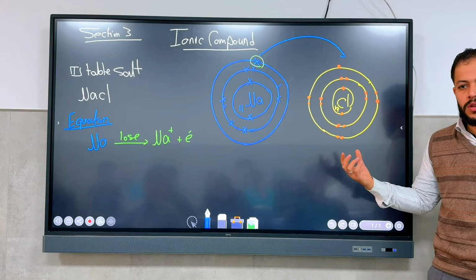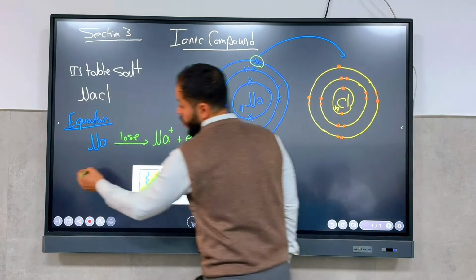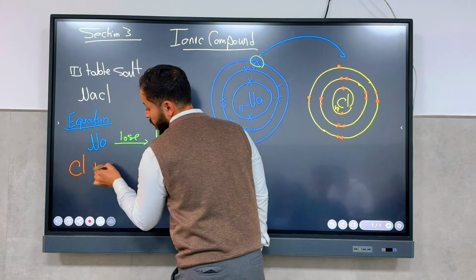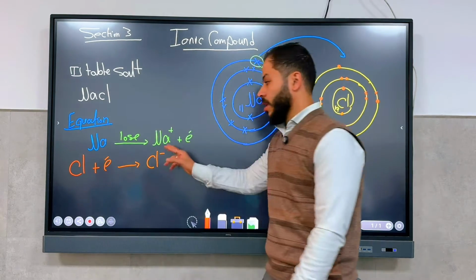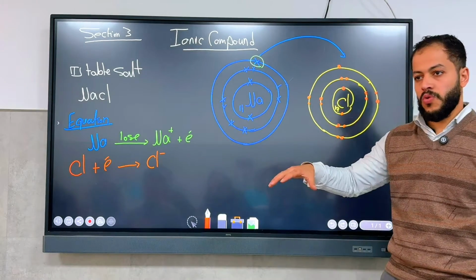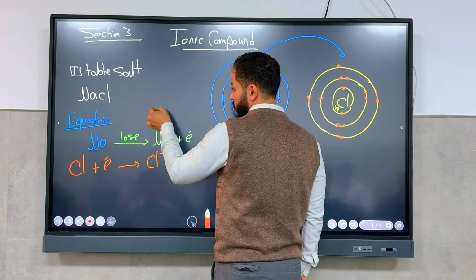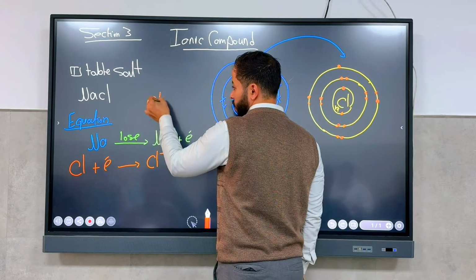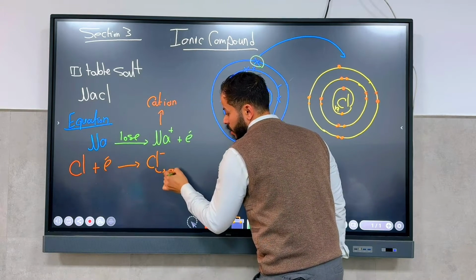And the non-metals actually want to gain electrons. So the Cl is represented as Cl plus an electron to convert it to Cl negative. And the negative represents that the number of electrons is bigger than the number of protons. That's why we represent it this way. The positive ion here, we name it cation. And the negative ion here, we name it anion.